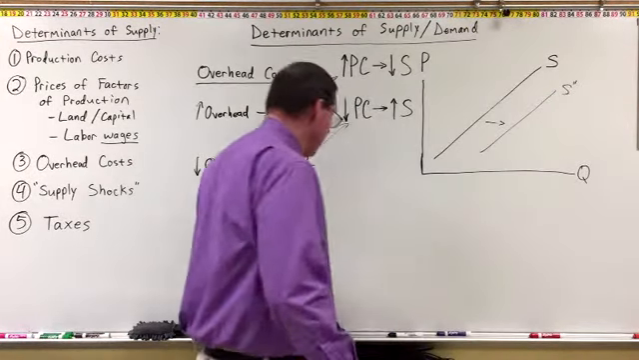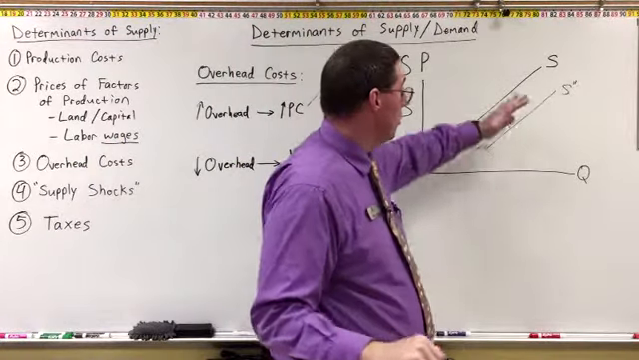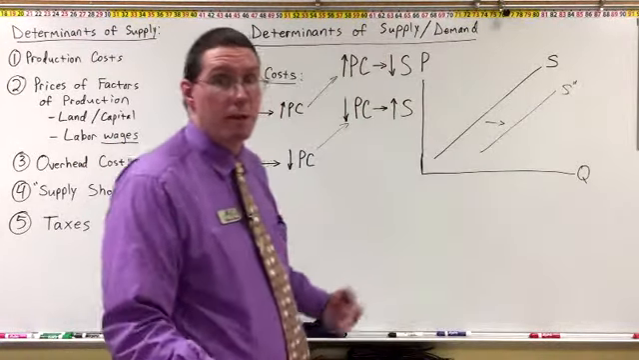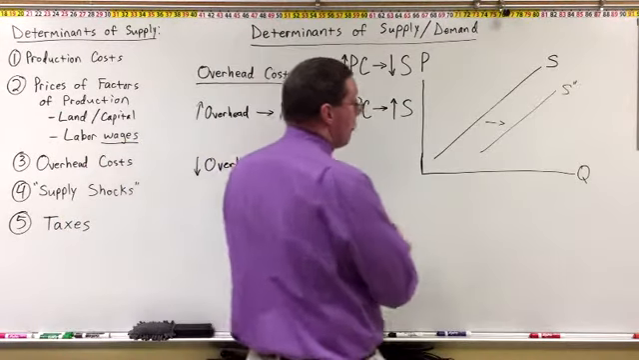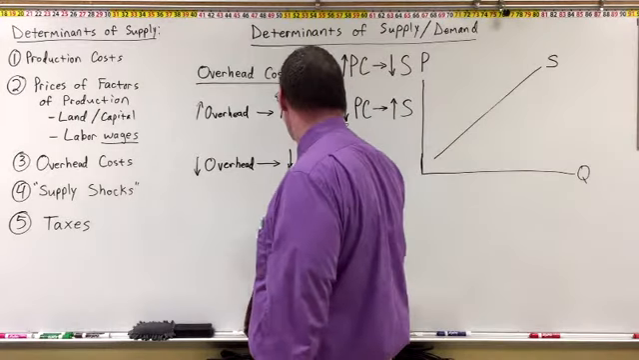Isn't that awesome? That is good stuff. We like it when the supply curve shifts to the right. We don't like it when the supply curve shifts to the left. That's not as good. Okay, but it happens. Sometimes it's good for the economy, but it's not good for our business. All right, so that's overhead costs.